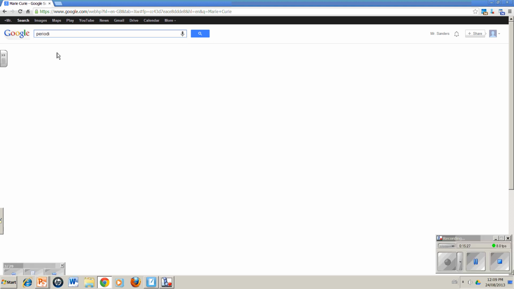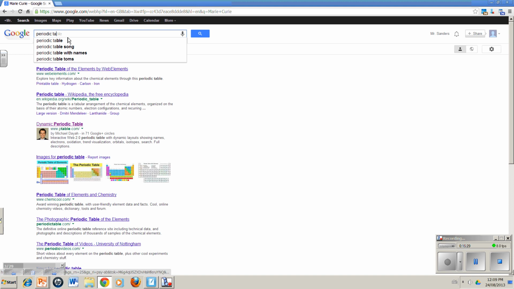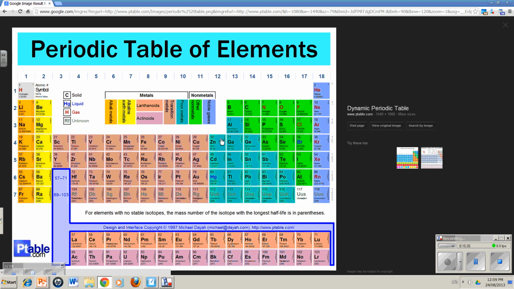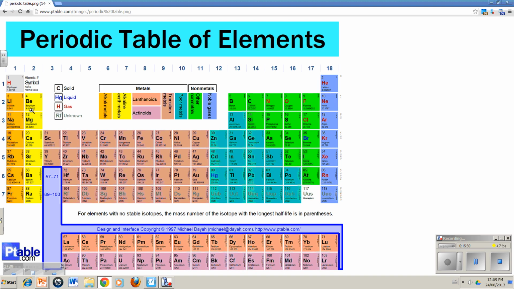Periodic table, all kinds of them. Let's take a look at that one. We like that one from the last lesson. All right, so let's view the original. If I take a look over here, I'm looking down here at my uranium. There it is right there. Now I've lost 2 protons, 1, 2. I'm to 90. That is a thorium.